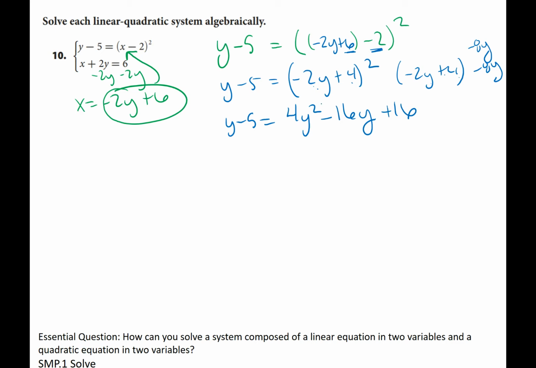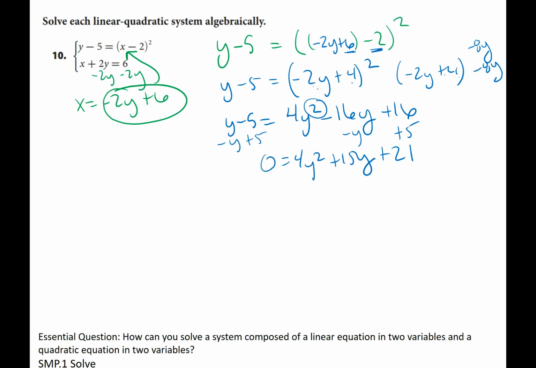Then we know we've got a quadratic because it's squared. So I need to get the left side equal to 0. To do that, I'm going to move the y over by subtracting. So we keep the 4y squared. 16y minus y is 15y. Then we're going to add the 5. So we end up with 4y squared plus 15y plus 21 equals 0.